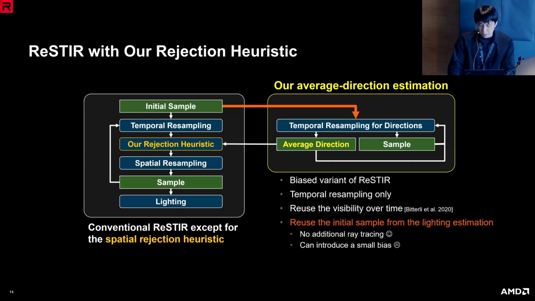To reduce the number of shadow rays for our average direction estimation, we reuse the visibility over time similar to existing biased ReSTIR methods. In addition, we reuse the initial sample from the lighting estimation. Therefore, our average direction estimation does not trace additional shadow rays, while it can introduce a small bias.